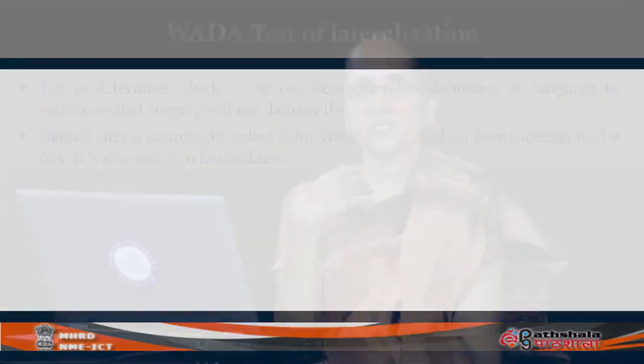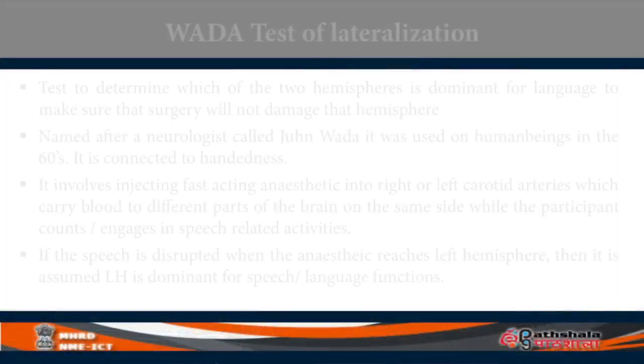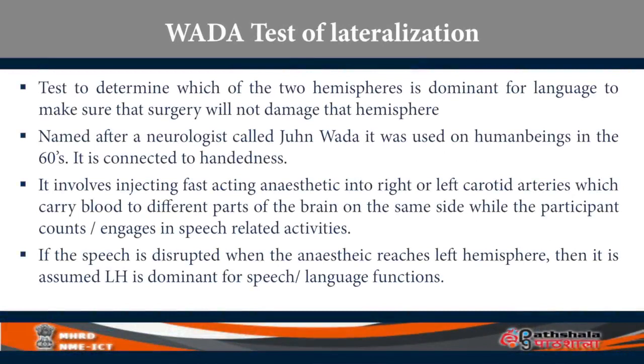Also, suppose there is some problem in the brain and the surgeon wants to know which hemisphere is dominant for speech, so that he will make sure that the surgery will not affect that hemisphere and make the person lose speech after the surgery. So what they did was, this particular Wada test involves injecting a fast acting anesthetic into the carotid arteries which carry blood from the heart to the brain. If the anesthetic in the left carotid artery paralyzes the left hemisphere for a few minutes while the patient is asked to speak and the speech is interrupted, they interpreted this to mean that in that particular patient who is right-handed, the left hemisphere is dominant for language.